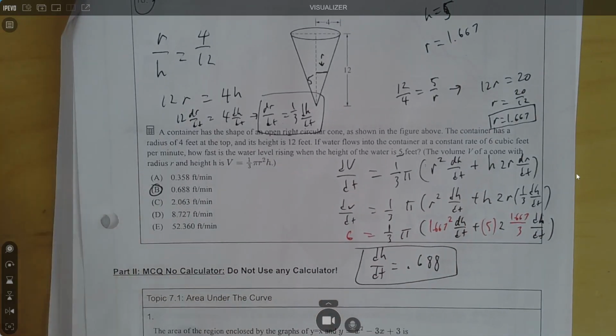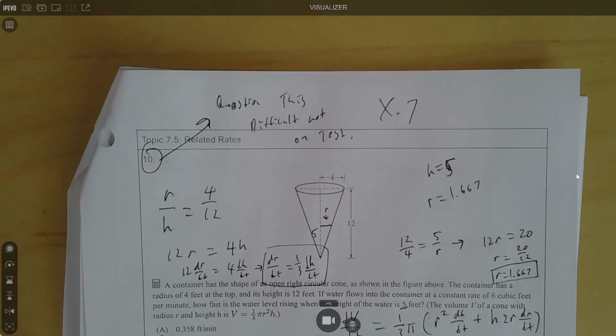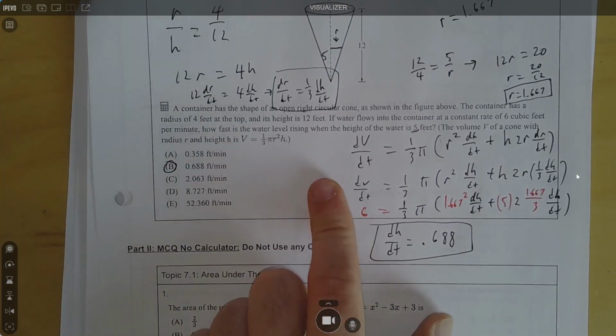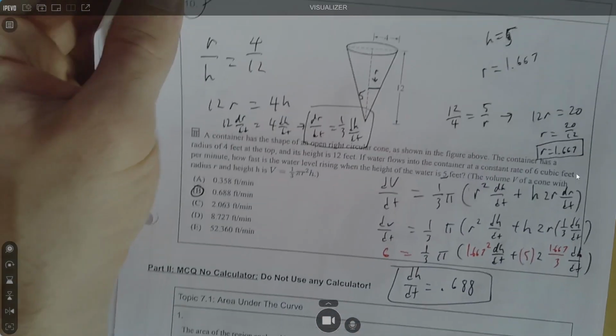Yeah, don't worry about this problem too much. If you're looking to learn this, which I recommend that you do, x.7, not on the test. A problem this difficult is not on the test. There will be related rates on the test, but not this difficult. I should have done this problem before I made the test, clearly.